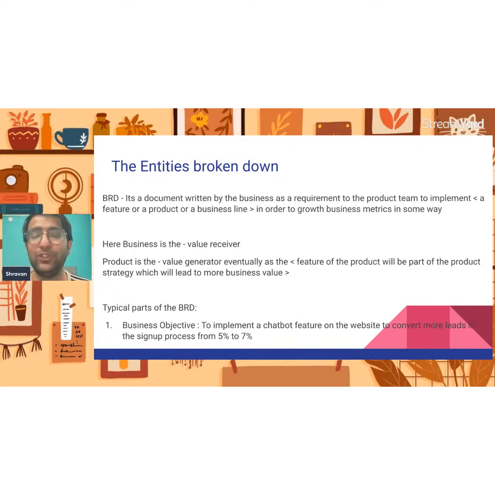And who is the value generator here? It's the product which is the value generator here, because the product team will eventually build that feature, and business will be able to sell that feature. Give me a yes or no. Who is the value generator here? Value generator is product, but who is the value receiver? Value receiver is business. Yes, correct. So a product is the value generator who will, so what should be the part of this document?